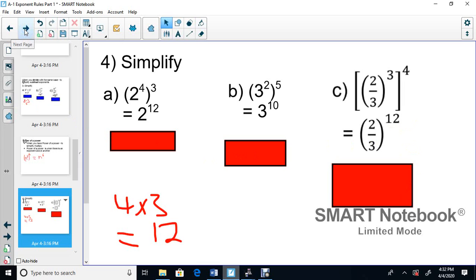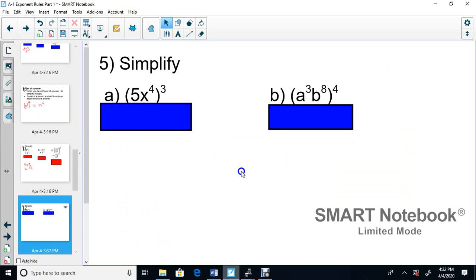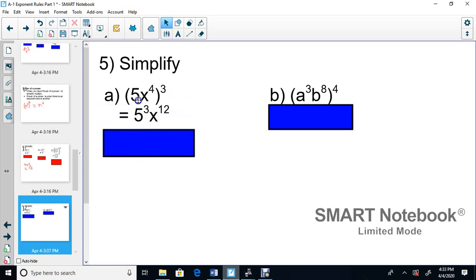Okay, let's go on to the next power of a power, a similar one. So here, you've got this whole thing that's to the power of 3. So here's what you do. You do 5 to the power of 3, and then 4 times 3, you do x to the power of 12. Well, that doesn't make sense, Mr. Skomra. Well, that 3 actually goes to both of them. So that 3 goes to that one, and it goes to the 5.